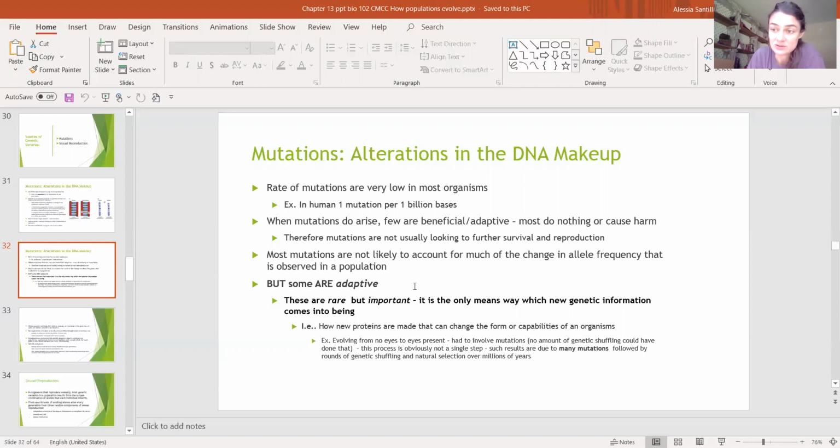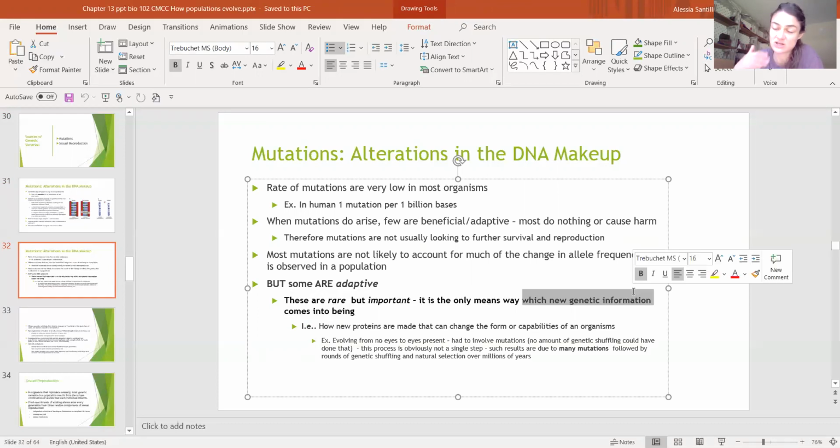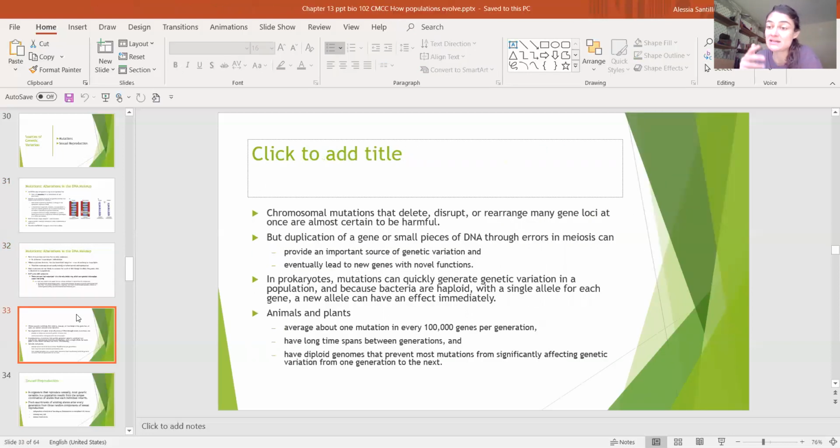So rarely do we have mutations. Even more rare is it when we have a mutation that is actually beneficial for us, and that mutation is what allows us to change and adapt our genetic information. Okay, so it's the process of many of these mutations, even though they're rare, that allows us to completely change specific characteristics. And this is why evolution takes such a long time.